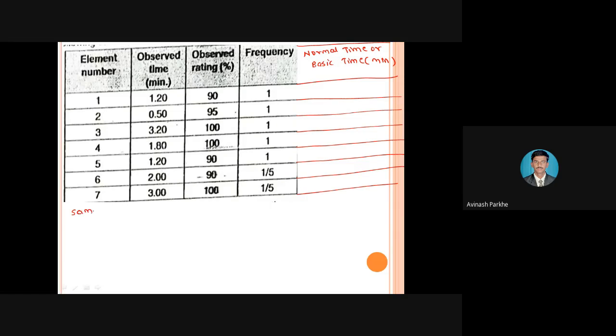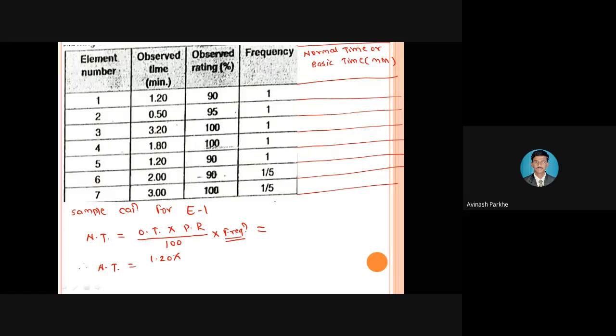So, sample calculation for element number 1. Normal time is equal to observed time into performance rating divided by 100 into frequency. How many times that element 1, 2, 3, 4, 5, 6, 7 is repeated, therefore the effect of frequency also we have to consider. Therefore, for the first element, normal time is equal to, what is the observed time? 1.20 into, what is the performance rating for element number 1? It is 90% divided by 100 into, what is the frequency for element number 1? It is equal to 1.